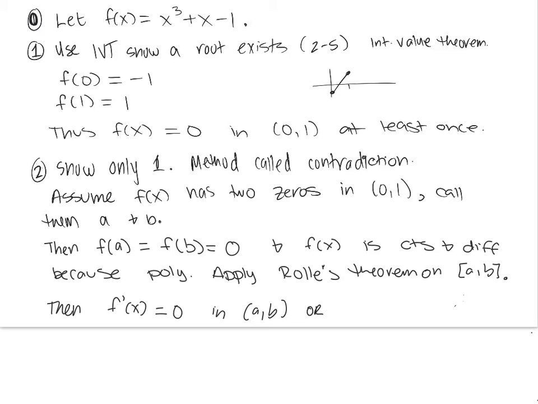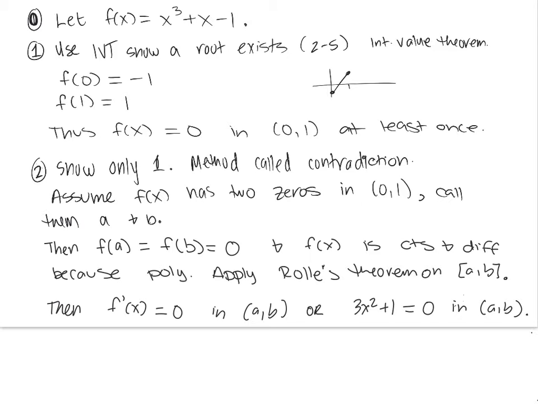You don't know? Look at step 0. Look at the function. What's the derivative of a function? 3x squared plus 1 equals 0 in AB. Is that a problem? Yeah, so I claim that's a problem.